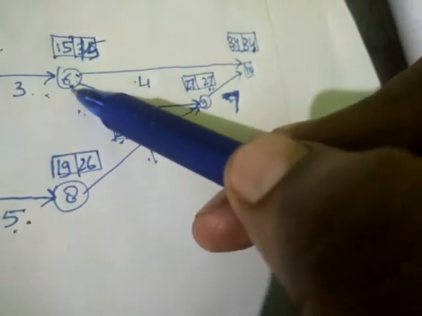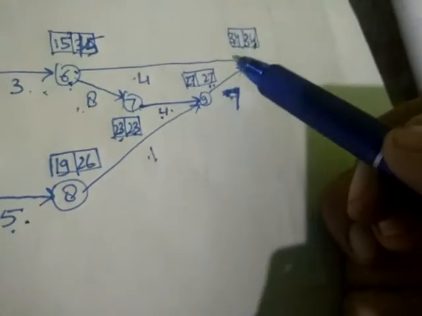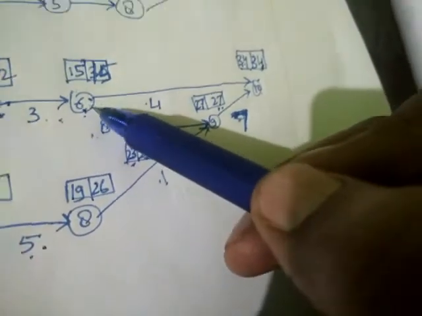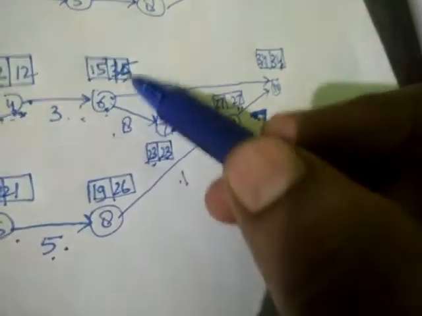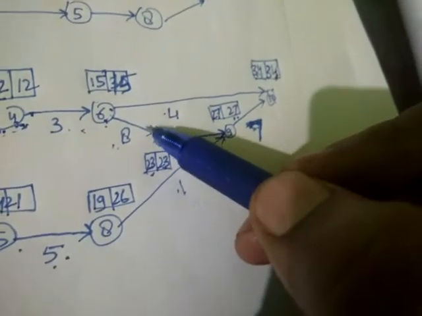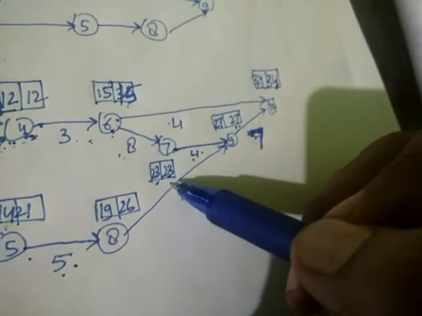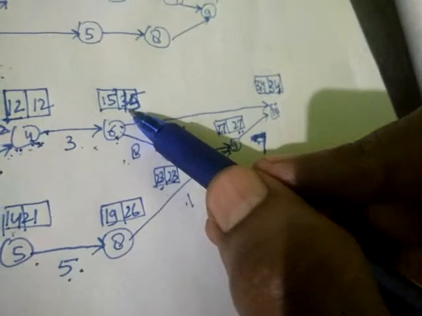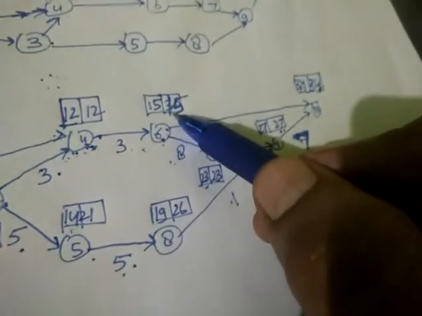Now here when we reach 6, there are two paths. One is 7 to 6 and the other is 10 to 6. So this is the situation when you are getting two options, and you will get it at burst events only. So the smallest number will be taken. So 34 minus 4, 30, and 23 minus 8, 15. So we'll write 15 because 15 is the smallest of 15 and 30.